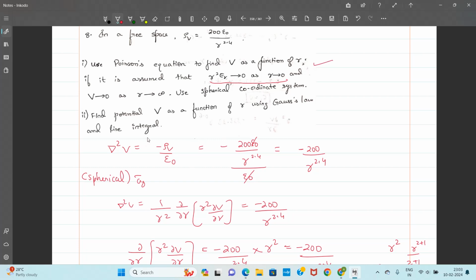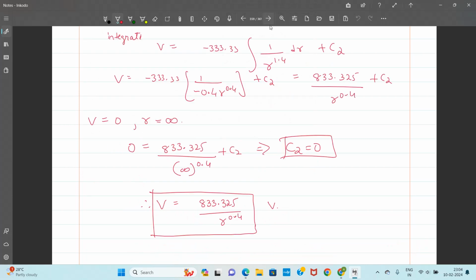In the second part of the question, they have asked you to repeat the process. That is, again they're asking you to find the potential only, but this time you're supposed to use Gauss law and line integral. So you have to use a different method to find the potential. But in the end, you will see that irrespective of what method you're using, the equation for potential is going to be the same. Okay, so now we'll do the second part. That is, we are going to start with Gauss law and use line integral, and we'll find out the potential equation.